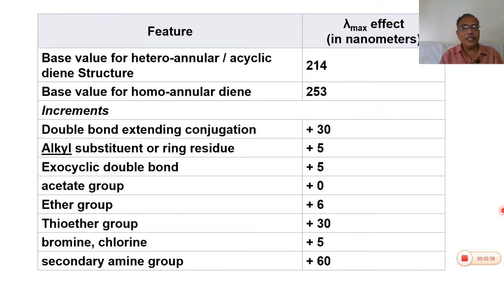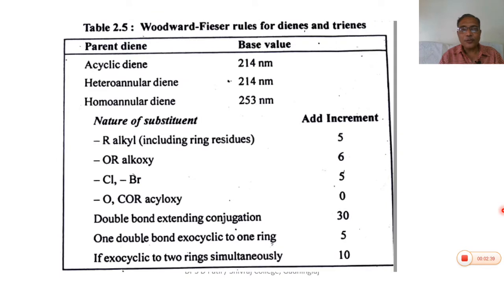When it is present in ring, it is called as a ring residue. When it is present in acyclic form, it is called as alkyl substituent. Increment is of 5 nanometers. Exocyclic double bond 5 nanometers. Acetate group, no increment. Ether group plus 6 nanometers. Thioether group plus 30 nanometers. Bromine, chlorine, etc. These halogens are there. So plus 5 nanometers, and secondary amine group plus 60 nanometers.